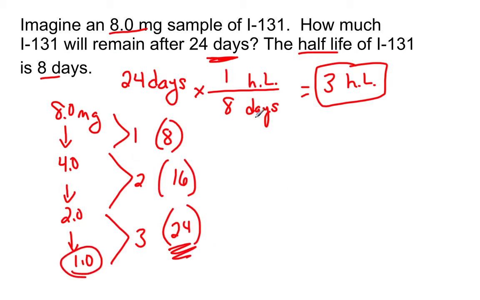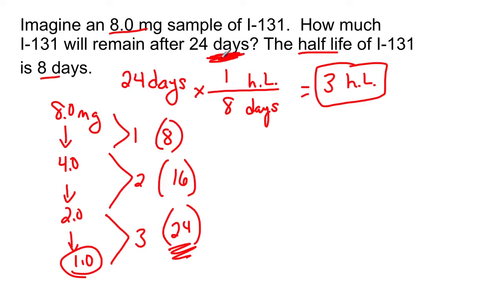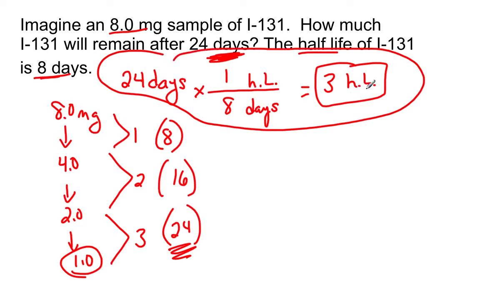So it's the same problem, it's just looking at it in 2 different ways. Again, you like it when the problem tells you half-lives, but if it doesn't, if it gives you an actual time period, you have to look around and figure out what the half-life is, convert from that time period into half-lives, and then go ahead and bang out the problem.